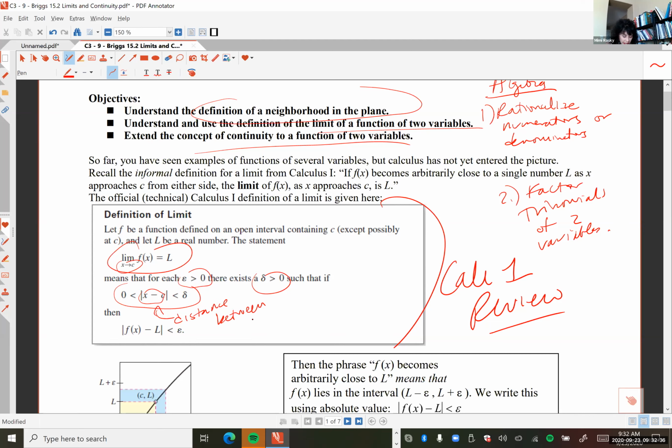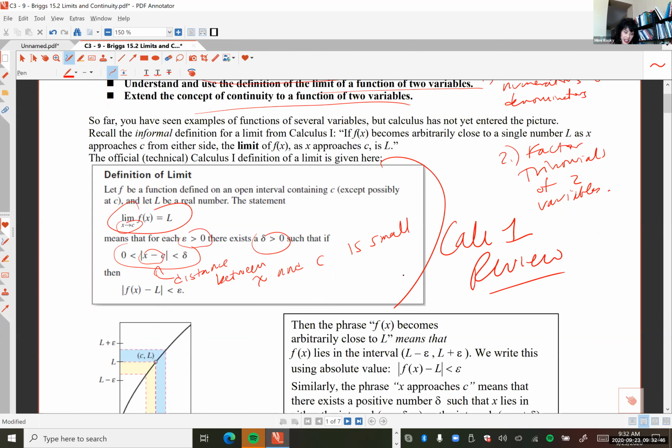is less than delta, so that means it's small. So the distance between these guys is small. So you're taking a limit and x gets closer and closer and closer to c. As long as that's happening, your f of x is very, very close to your limit. So this distance between f of x and L is very, very tiny because epsilon is also a tiny number.